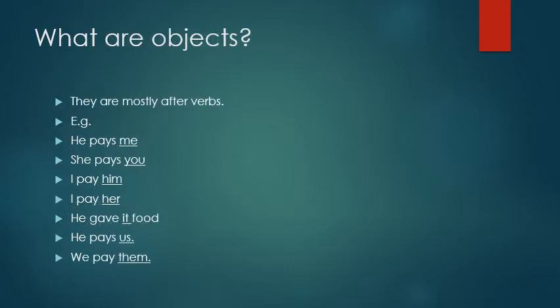And we have what objects are. What are objects? They mostly come after verbs. So look at how it goes. He pays me. She pays you. I pay him. I pay her. He gave it food. He pays us. We pay them. You understand? All right, these are the object forms. So take note. Remember that they always come after the verbs.